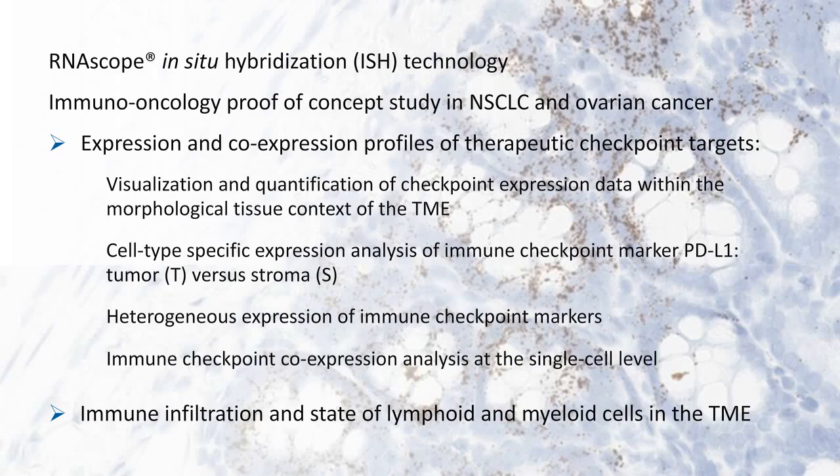Here is an overview of today's webinar and the different topics we will cover. Before showing the results of our immuno-oncology proof of concept study in non-small cell lung cancer and ovarian cancer, I will give you a description of our RNAscope ISH technology that was used to generate the data discussed throughout this webinar. Our proof of concept study is built around two main topics: the expression and co-expression profiles of therapeutic checkpoint targets and the immune infiltration and state of lymphoid and myeloid cells in the TME.